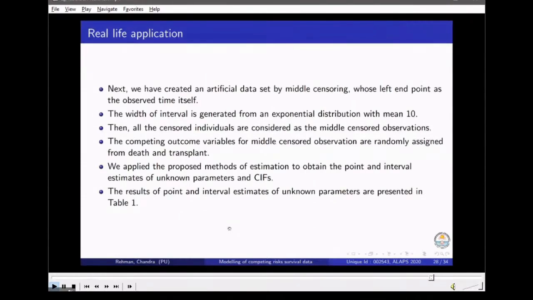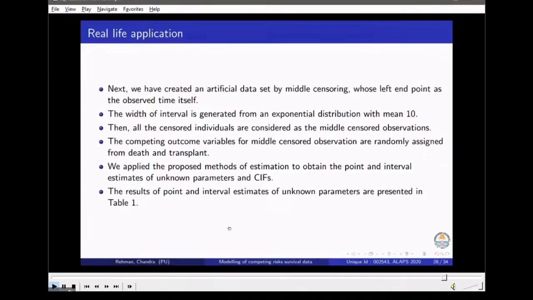Next, we have created an artificial dataset by middle censoring, whose left end points are the observed time itself. The width of the interval is generated from an exponential distribution with mean 10. Then all the censored individuals are considered as middle censored observations. The competing outcome variable for middle censored observations is randomly assigned from death and transplant.